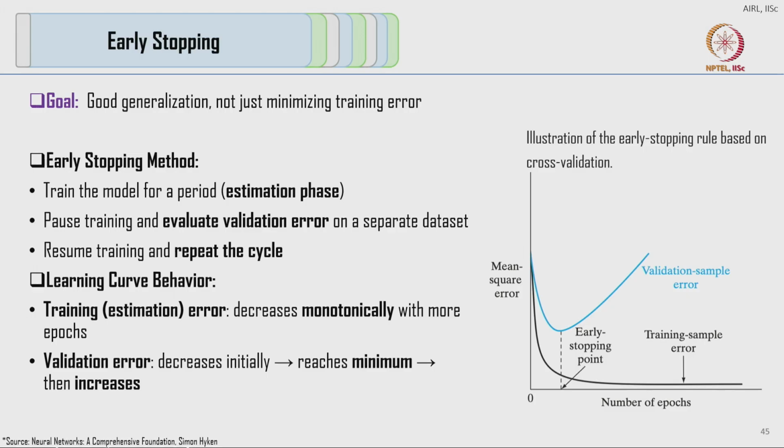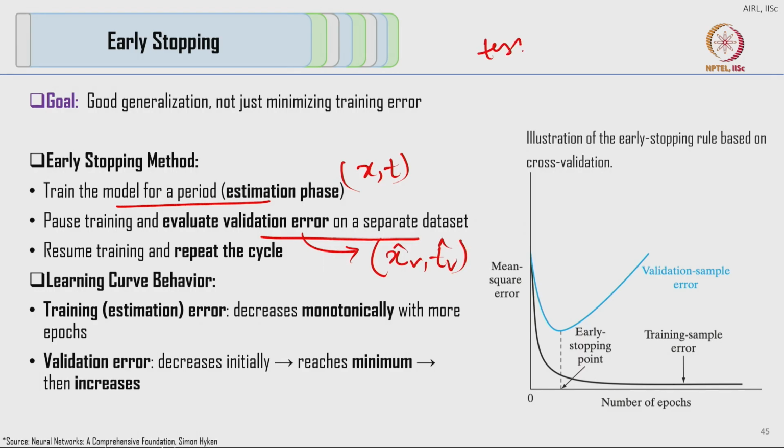Now, if we relate it to the polynomial fitting example, the goal is to train a model for a period. We can call it an estimation period, or we can just call it the training period, right? We want to pause the training and we want to validate the error over a separate data set. So we could follow a k-fold kind of approach, right? So the training set is given as x comma t. The validation set could be highlighted as x_v, t_v, because our test set was, as an example, x-hat, t-hat, right? So we have defined the train set, we have defined the validation set, and we are trying to train the model.